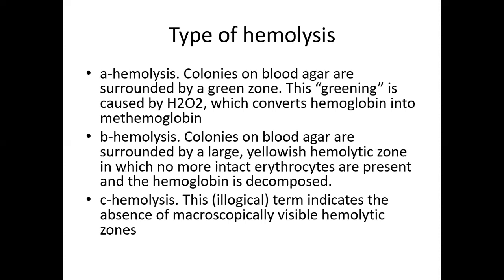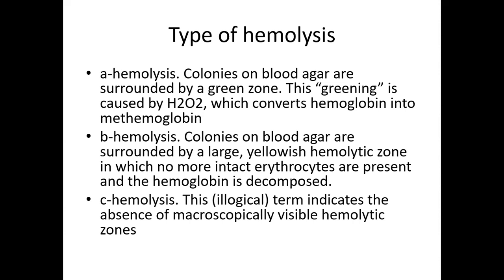By type of hemolysis, all streptococci are divided into three groups. Alpha hemolysis: colonies on blood agar are surrounded by a green zone. This greening is caused by hydrogen peroxide, which converts hemoglobin into methemoglobin, and that's why the green color appears. It is not full hemolysis.